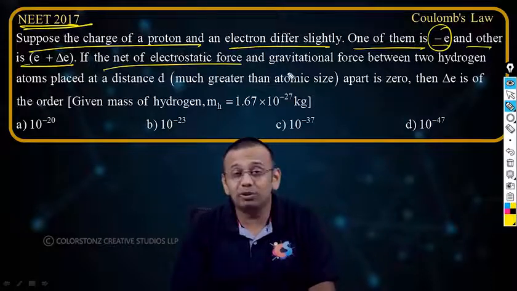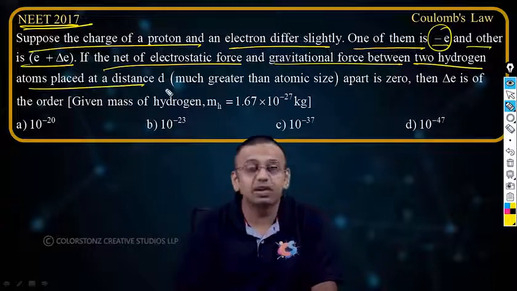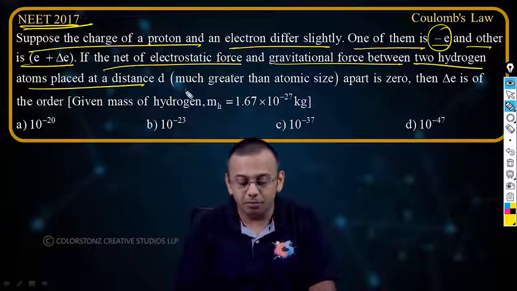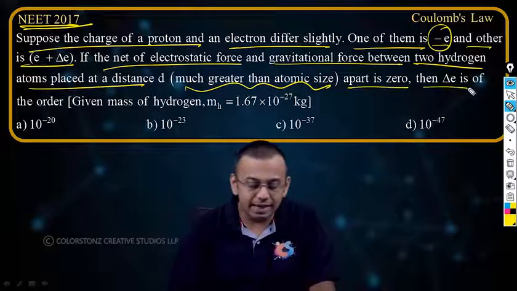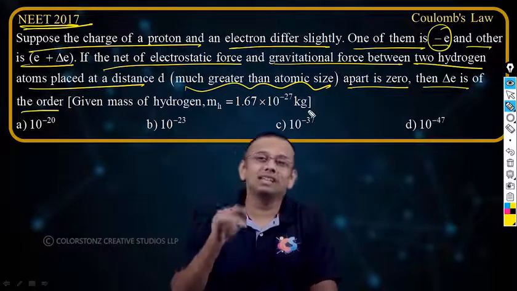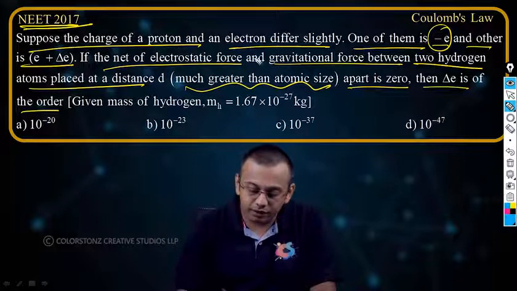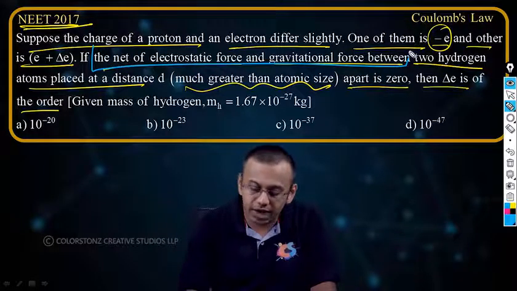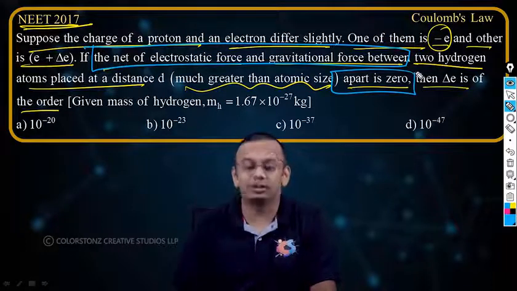If the net of electrostatic force and gravitational force between the two hydrogen atoms placed at a distance d much greater than atomic size is 0, then delta E is of the order. So we have to find the order of this delta E. The condition given is that the net of gravitational force and electrostatic force is 0. This is the key part.